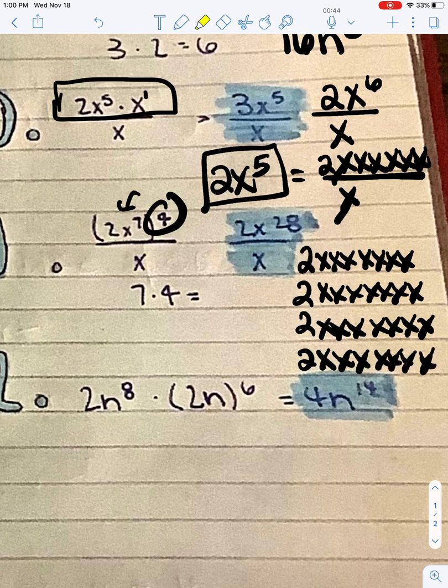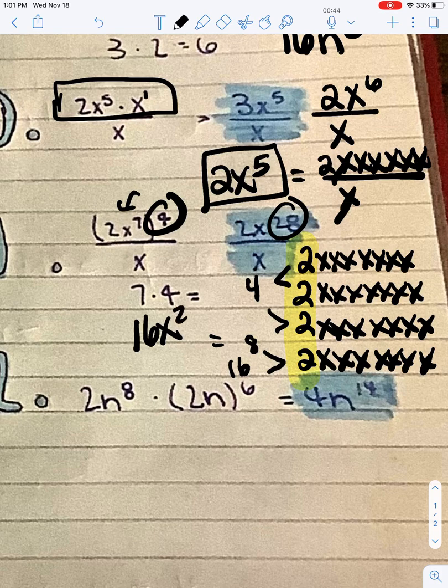So again, we have to take our coefficients and multiply them. So 2 times 2 is 4. 4 times 2 is 8. 8 times 2 is 16. So we get 16x. And I like that you have 28 here. That's correct. To the 28th power all over x.